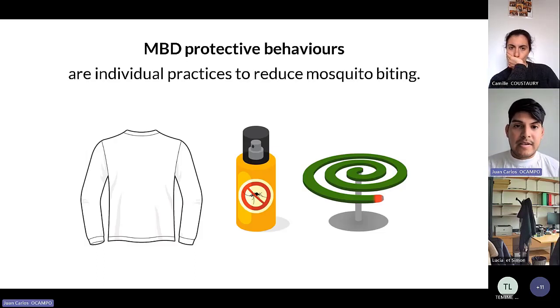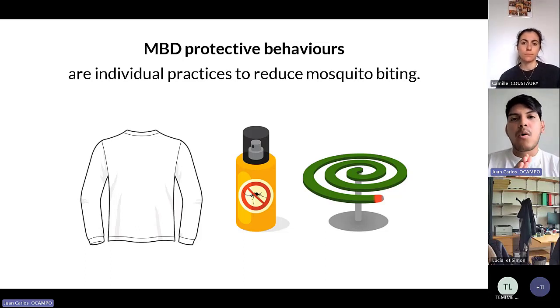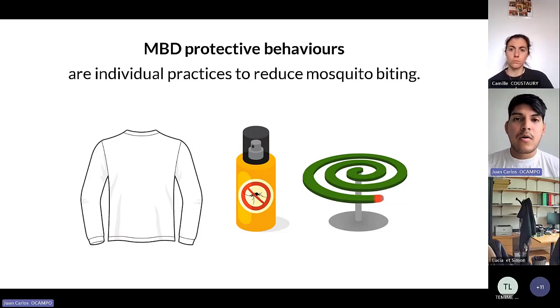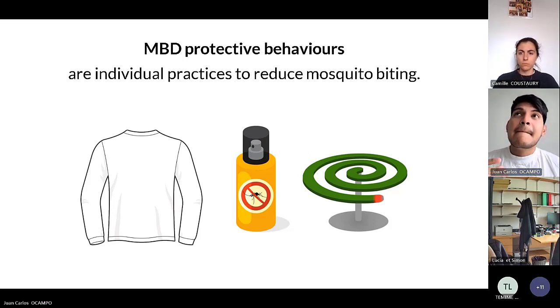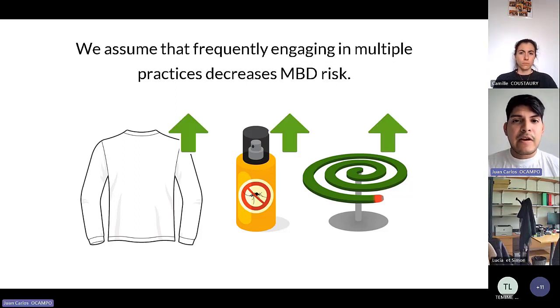Now, what can we do about mosquito-borne diseases? First, we're going to talk about MBD protective behaviors. These are individual practices that reduce mosquito biting or that target mosquito populations. Say, for example, wearing long sleeves, wearing repellents, using mosquito coils, and also removing stagnant water. It is notably hard to measure the effectiveness of each of these different practices in reducing mosquito-borne diseases. However, we can safely assume that frequently engaging in multiple practices decreases MBD risk, either by decreasing the population of mosquitoes within your context, or by reducing the mosquito biting frequency on yourself.